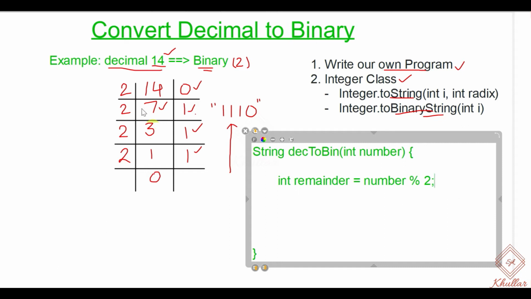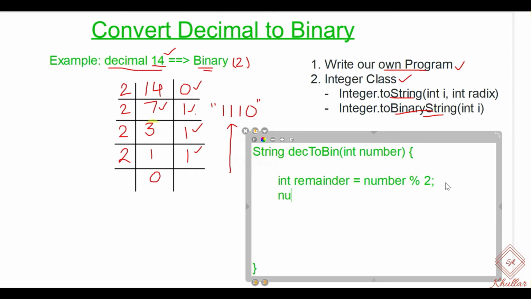And then we are performing the divide operation. So the next thing we do is divide: number equals number by 2, right? So we are noting down the remainder and dividing the number by 2. And how long are we performing this operation? Till the number is greater than 0, like 7, 3 and 1.